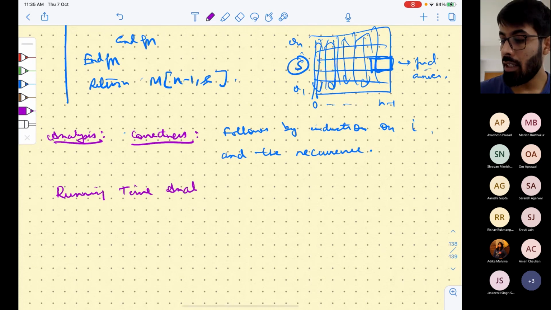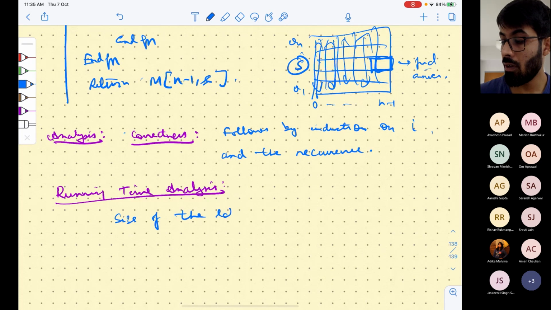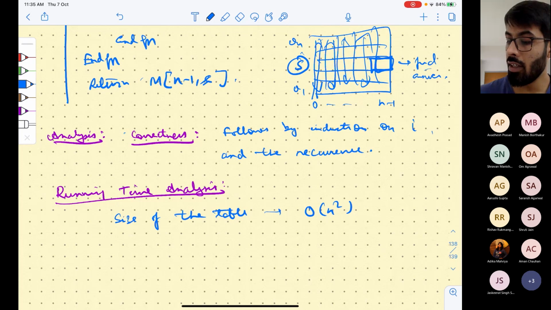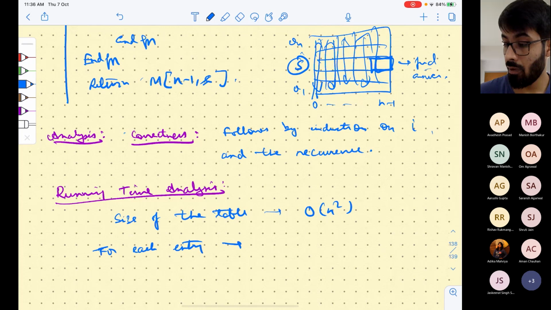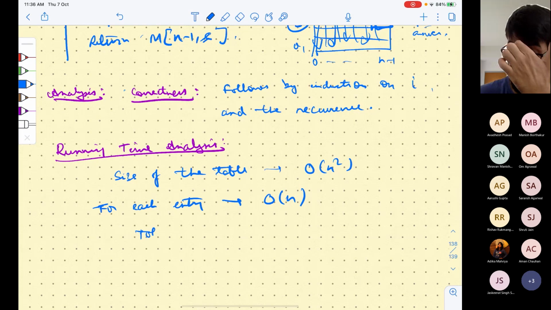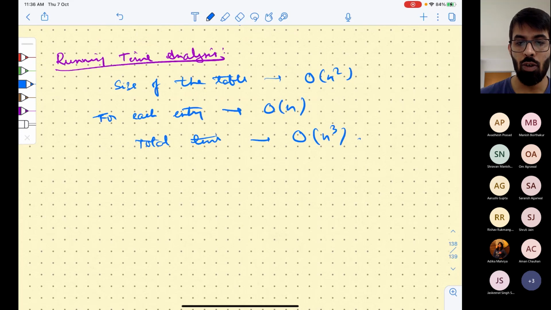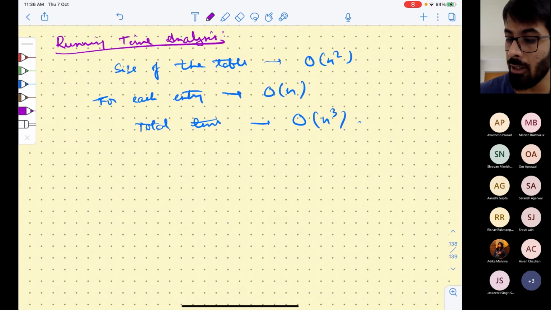And then the running time analysis. Size of table: order n square, because n minus 1 here and there. And for each entry, how much time do we take? Order n at most, let's say. And so total time is at most order n cube, right?